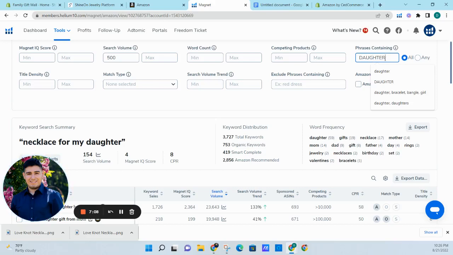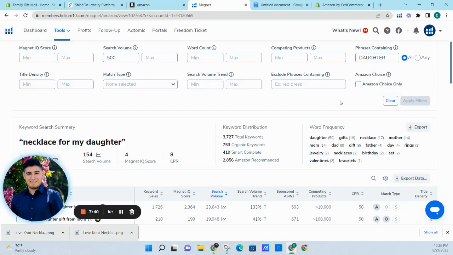Because you could have other keywords like love, heart, husband, wife, girlfriend, boyfriend, couple, right? Partner. So because of that, you really have to be careful and try to think of other keywords that could be relevant or could be used, right?